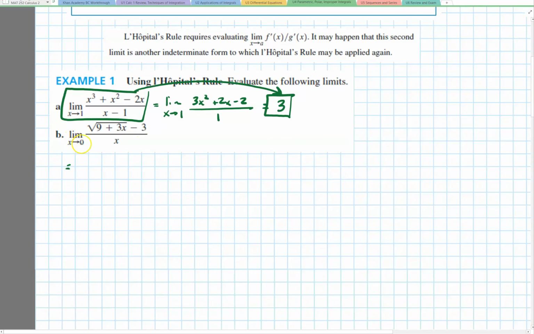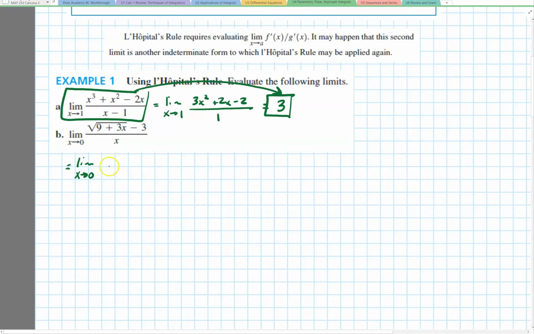Now part B does the same thing. We have a limit as x approaches 0 of a numerator and a denominator. The denominator pretty clearly approaches 0, and in the numerator, the same happens. We get a 0 here for the 3x, and the square root of 9 minus 3 also produces a 0. So again, this is a good candidate for L'Hopital's rule. So we have the limit as x approaches 0 of the derivative of the numerator's function and the denominator's function.